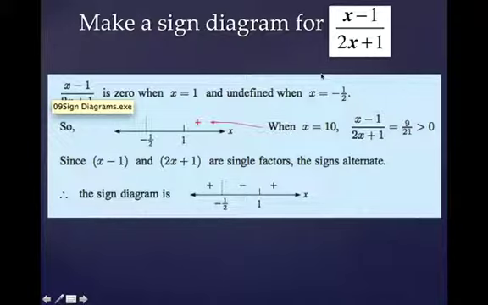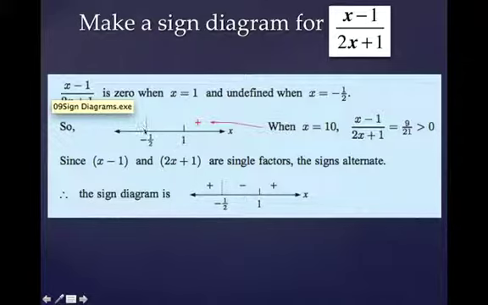Where does this function cross the x-axis? Well, when this whole function is equal to 0, and so we set this function equal to 0, and we can solve, and then that should give us our other critical point. So we can multiply both sides by 2x plus 1, solve, and you get x is equal to 1. So those are our two critical points.